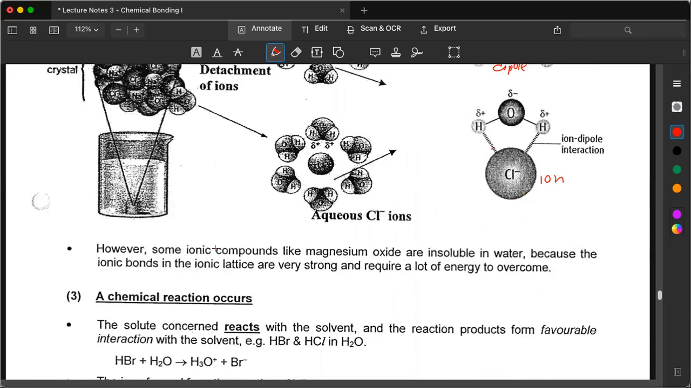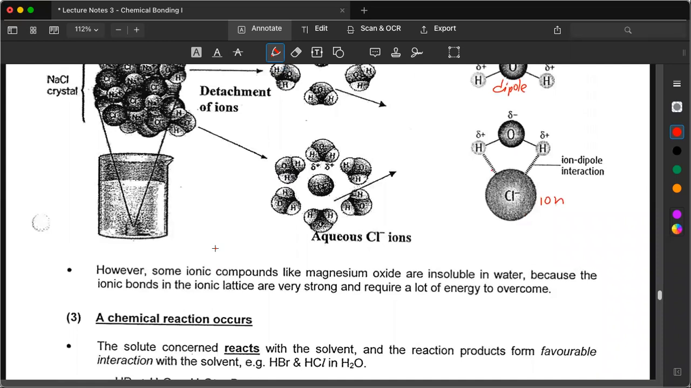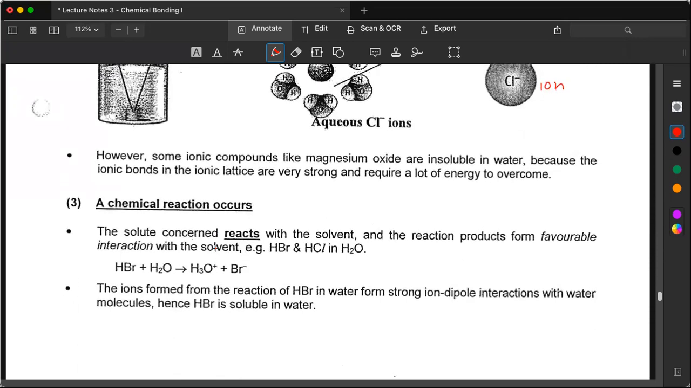Okay? But some ionic compounds like magnesium oxide are insoluble because the ionic bonds are too strong and require a lot of energy to overcome. So they remain insoluble in water. All right? So it has to do with bond strength as well.